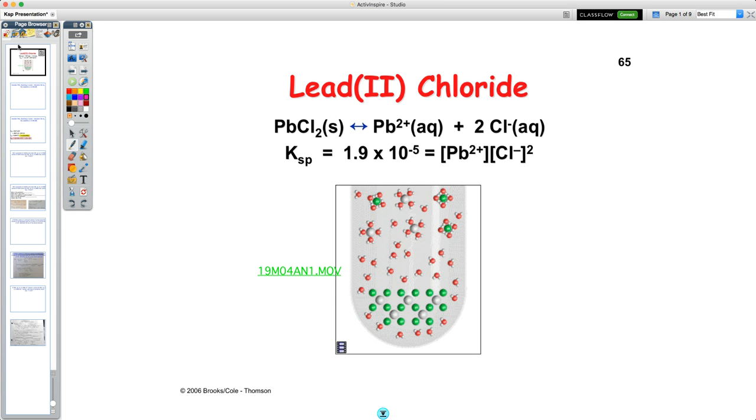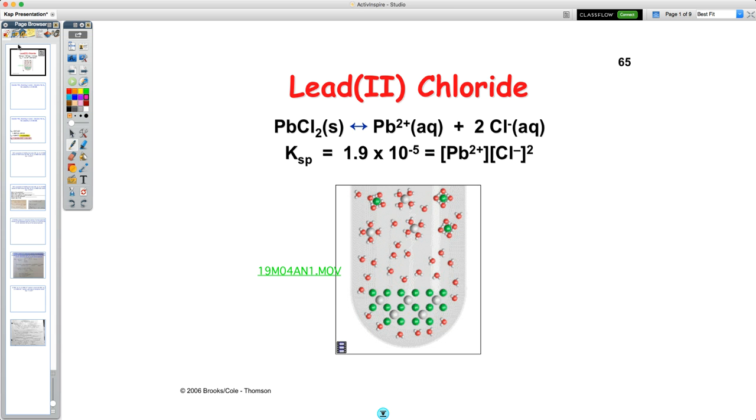Hi, everybody. Today we're going to be learning about KSP and some of the typical types of problems you're going to see using KSP. KSP stands for the solubility product, and that's because your K expression is going to look like literally two ions just being multiplied together. That's where the product comes from.